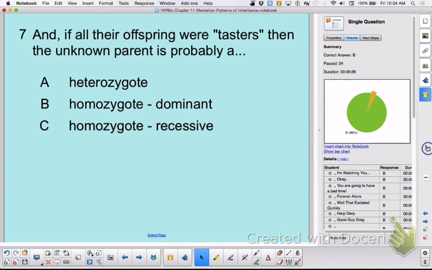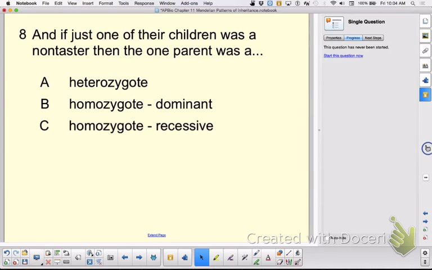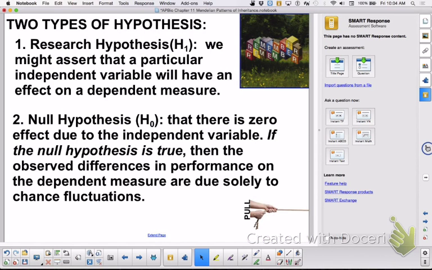Okay, so if all their offspring were tasters, then the unknown parent, like most of you said, would be homozygous dominant. But if just one of their children was a non-taster, then we know they are a what? Heterozygote. A heterozygote. Okay.